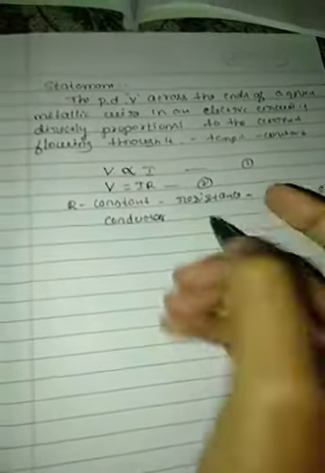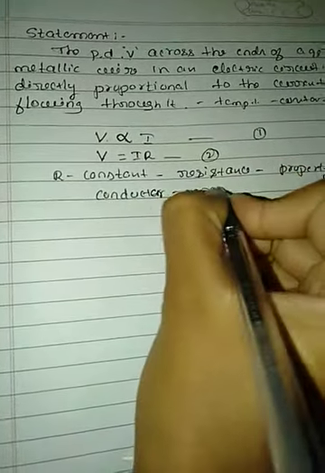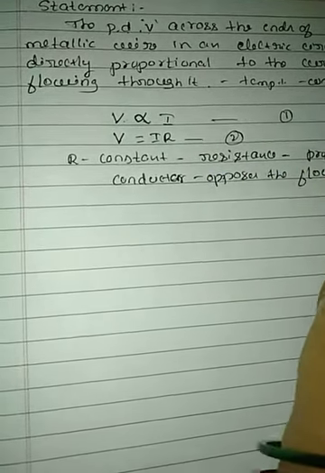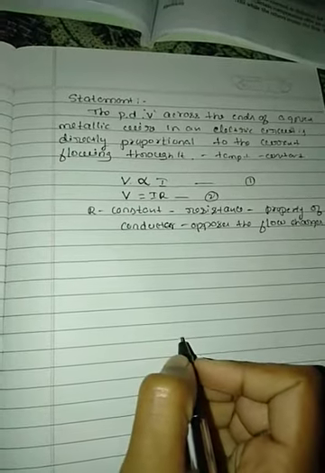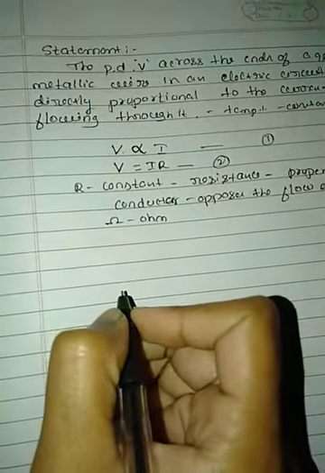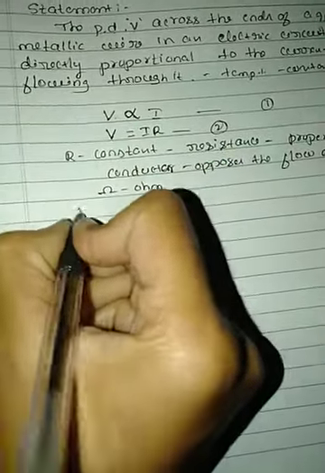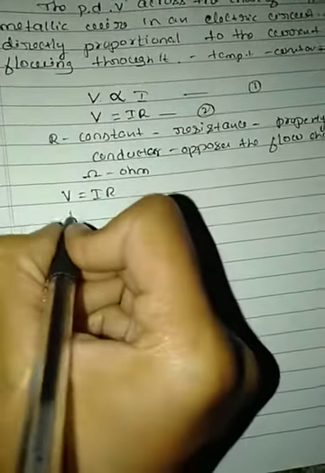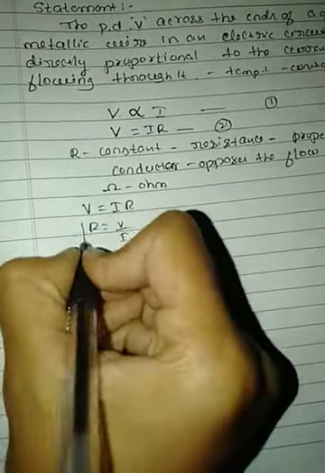It resists, meaning it opposes the flow of charges. The SI unit of resistance is ohm. Remember that the SI unit of resistance is ohm. According to Ohm's law, V is equal to I into R, so R is equal to V by I. So this is the resistance.